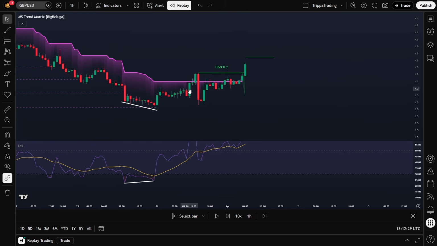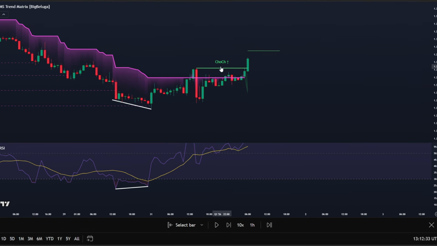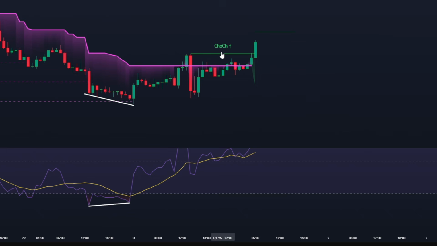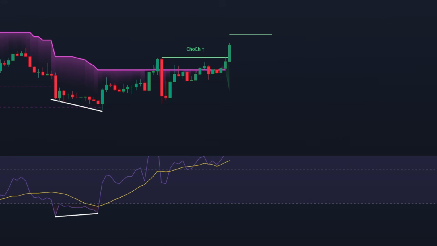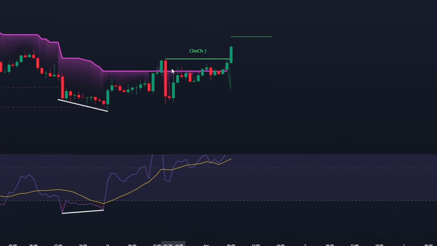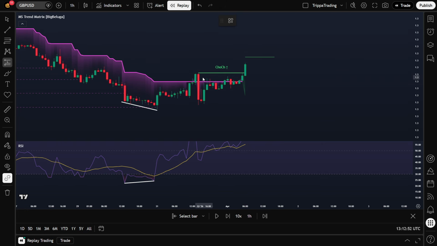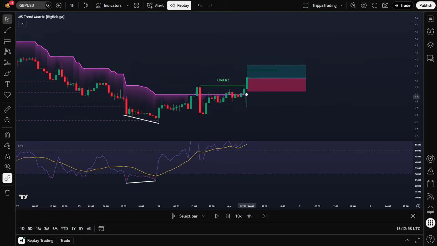But again, divergence alone is not enough. It can still lead to just a bounce or a range. So we wait for the second confirmation, which is the bullish change of character. Once price closes above the previous lower high, the structure of that downtrend is broken. Now we have both conditions lined up. We have bullish RSI divergence, and we have a bullish change of character. That gives us a much stronger reversal setup.